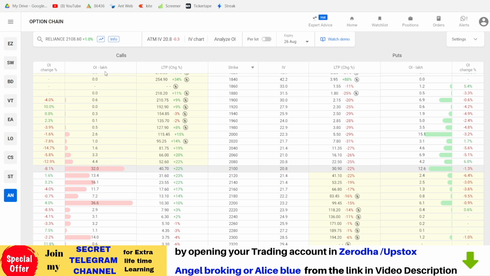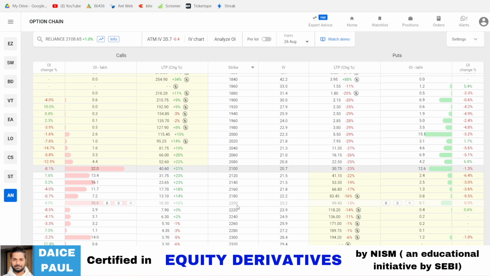After that, you see here, this is in lakhs. So 32 lakhs. After that, 13 lakhs, 16 lakhs, 11, 36 lakhs. So on what price? 2200. So a lot of derivative traders are betting on 2200, that the stock has a tendency to go towards 2200. More number of contracts are here basically. A lot of people are betting this side.